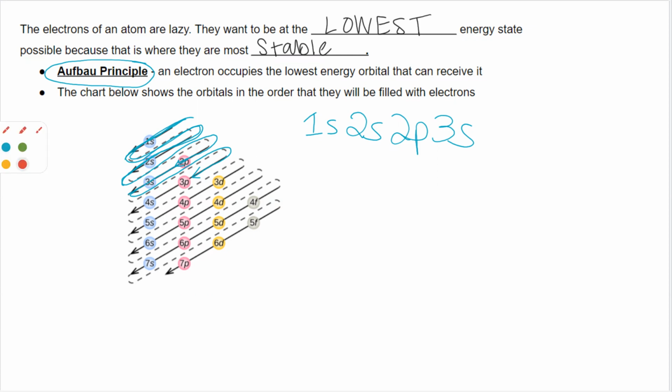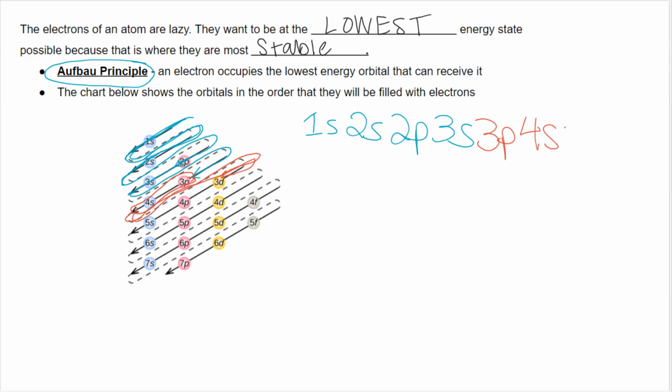So the next two orbitals that will fill after the 3s orbital are this 3p and 4s. So next we'd have 3p, and then we'd have 4s. Okay, and then if we keep going, we'd go back around, and the next one to fill is 3d. Anybody have a question? Okay. The next orbital to fill after that 4s orbital is going to be that 3d orbital.